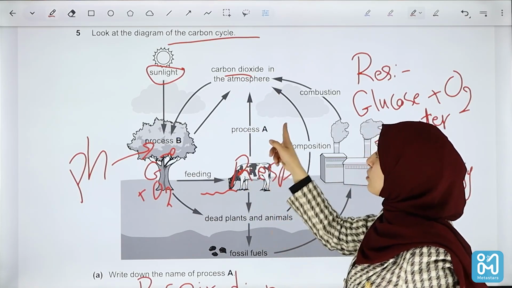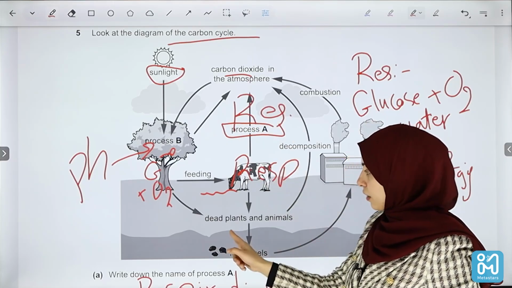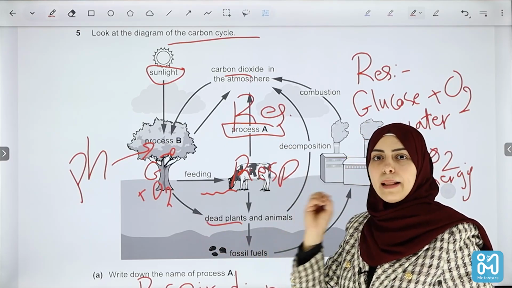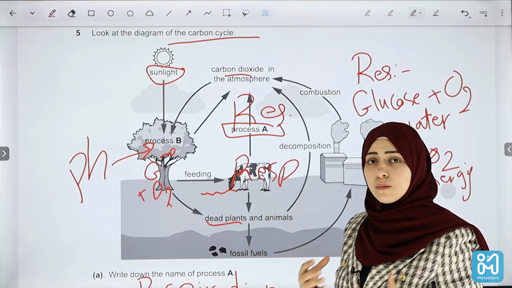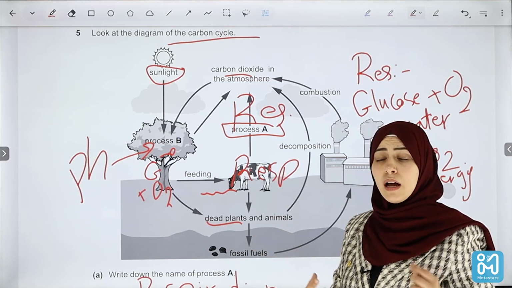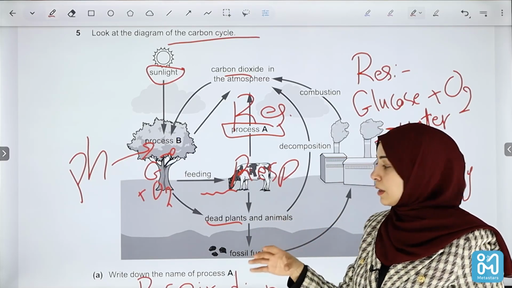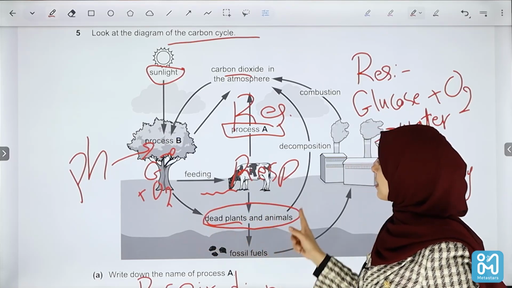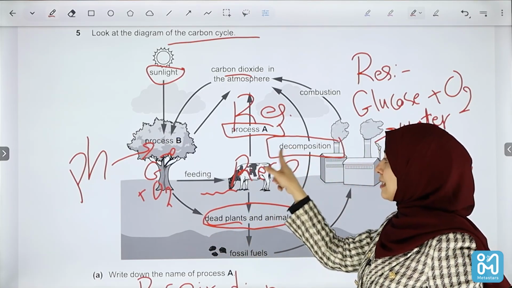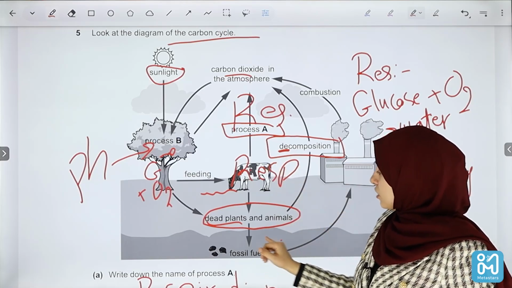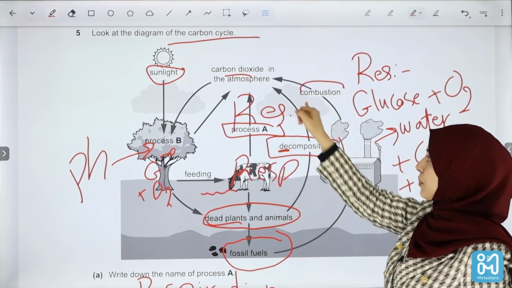Carbon dioxide to the atmosphere in a process that is called respiration. Whenever you see dead bodies, dead plants or dead animals, we are talking about microorganisms, bacteria and fungi, that break down the dead bodies of plants or animals. This process is called decomposition. Okay? Decomposition, dead bodies. While talking about fossil fuels burning, we are talking about combustion.